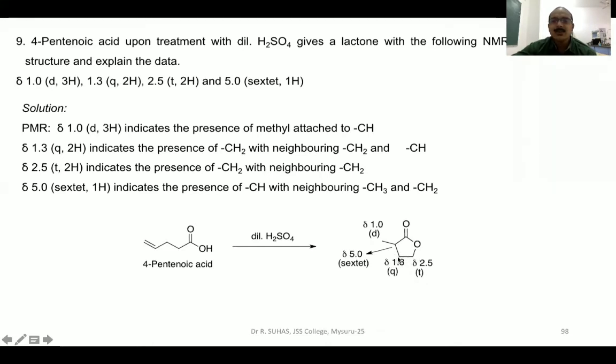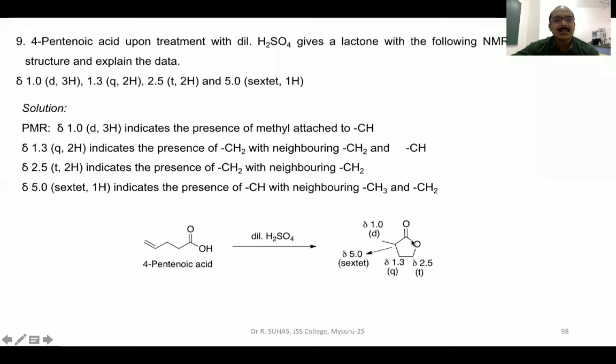Then this is also delta 1.3, and it is CH2, but it is quartet. Why is it quartet? Because here it is doublet, and there is one more proton here. So 2 plus 1 is 3. This clubs together 3, and this is 1. 3 plus 1 is 4, and hence it is quartet at delta 1.3. The remaining is 5. This is CH. There is only one proton, and the multiplicity is sextet. For this, one neighbor is CH3, another neighbor is CH2. That is 5 plus 1 is 6, and hence it is sextet.